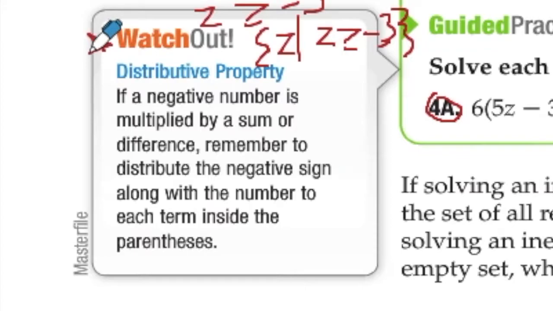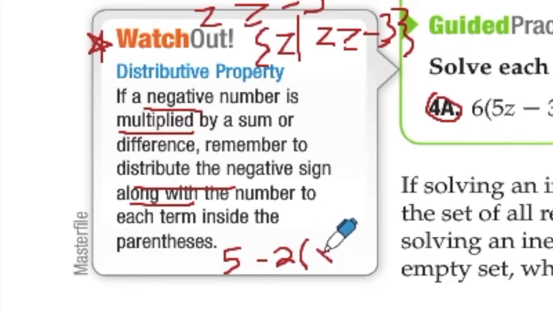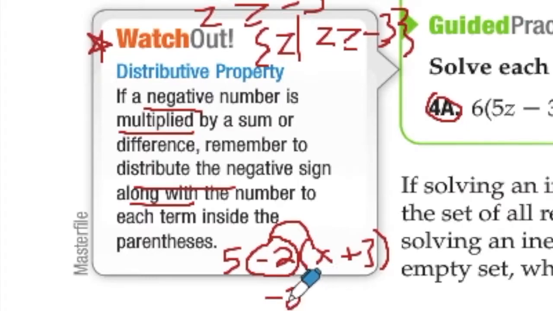Just wanted to point out this watch out bubble, the distributive property. If a negative number is multiplied by a sum or difference, remember to distribute the negative sign along with the number. So if I had 5 minus 2 parentheses x plus 3, what this is saying is don't forget to distribute that negative sign with the 2. So it becomes minus 2x, and then it becomes minus 6, and that 5 is still out front.